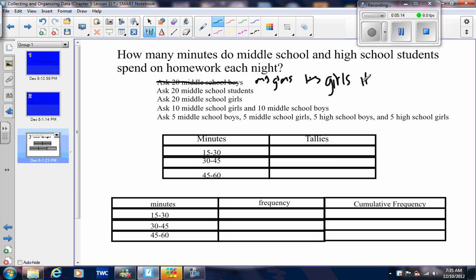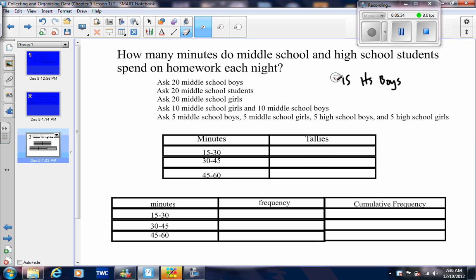We're not asking high school boys. So there are several portions of the population that get left out here. Okay, so I wouldn't do just 20 middle school boys. Now, when I look at the next one, it says ask 20 middle school students. Okay, so now you've got boys and girls, but again, you're missing part of that population.